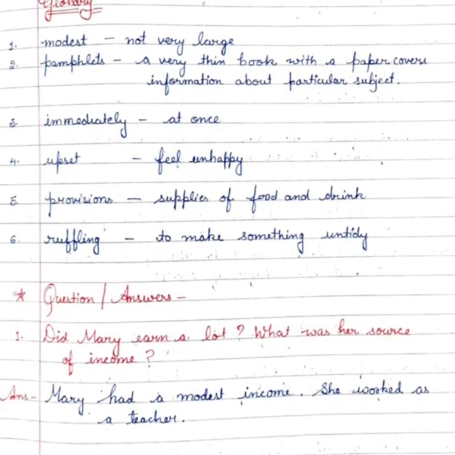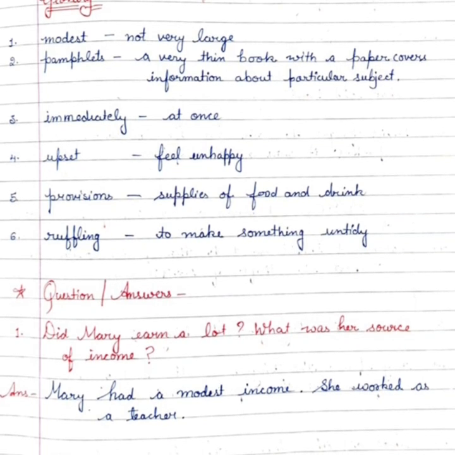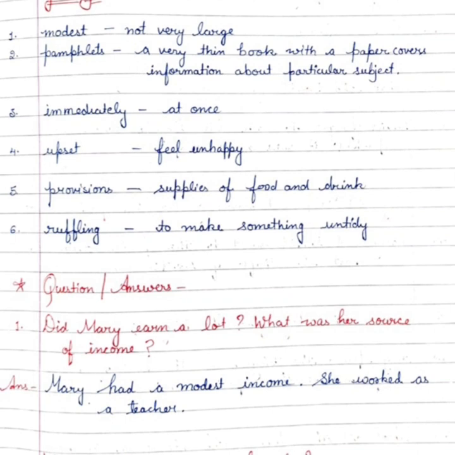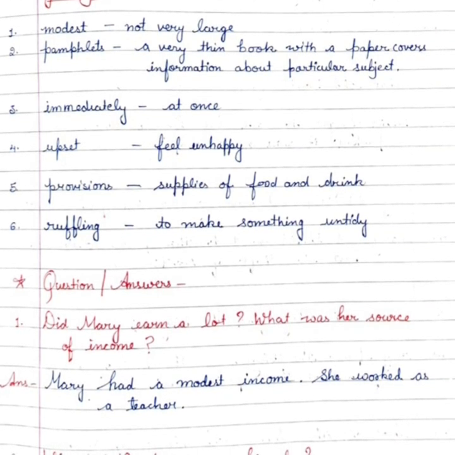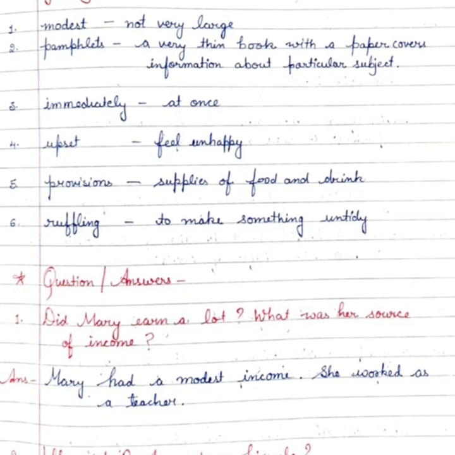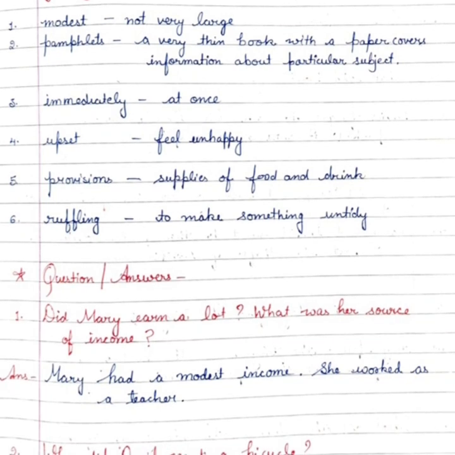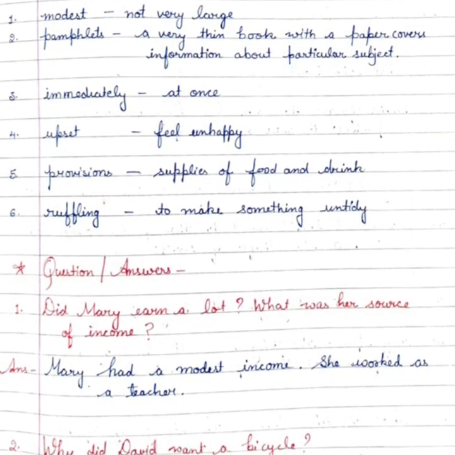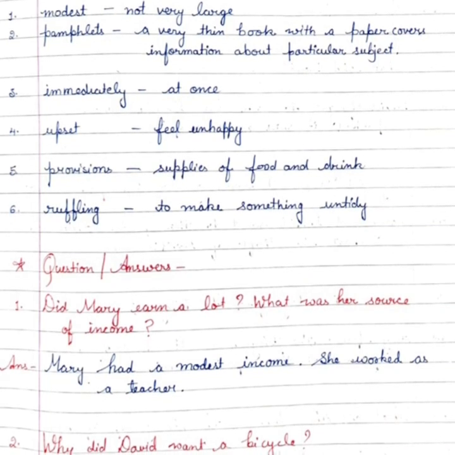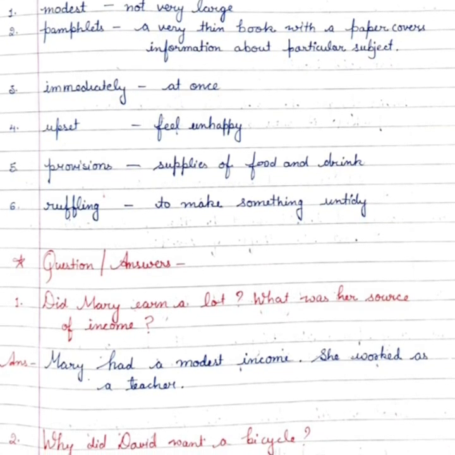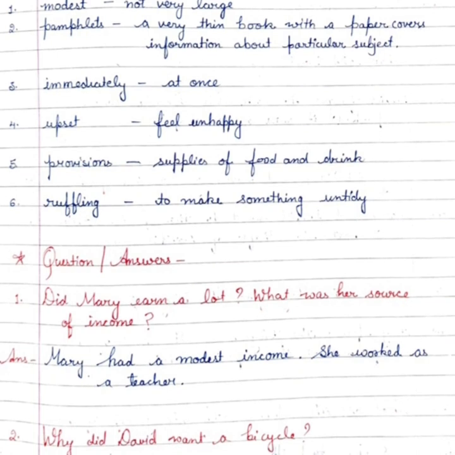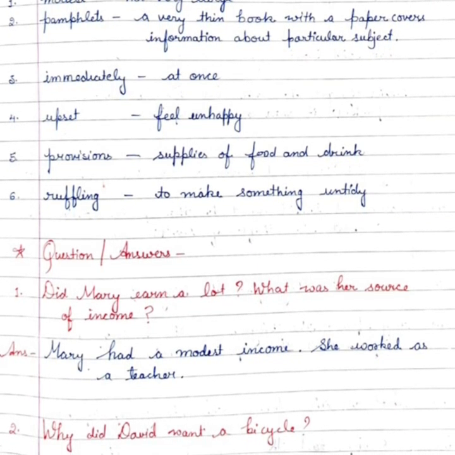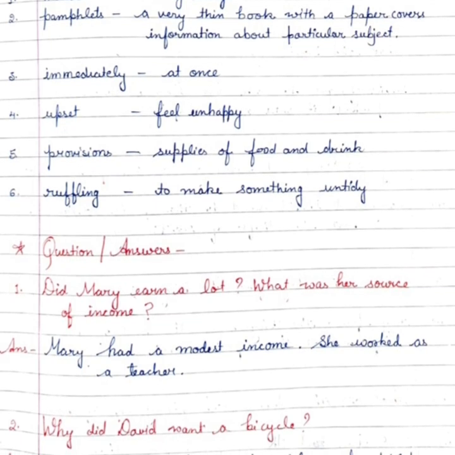Now next word is there, ruffling. Ruffling means to make something untidy or you can say disorder. किसी भी चीज़ का order बिगाड़ देना. तो in the last of the story, a stranger ruffled the hair of that boy David. तो it means what? कि उसने उसके बालों का order, ruffling, मतलब हल्का सा touch करके उनके बालों को चला गया, बालों का order बिगाड़ दिया. Yes, so that is ruffled. So I hope you understand all these glossaries. Let's start understanding the question answers.